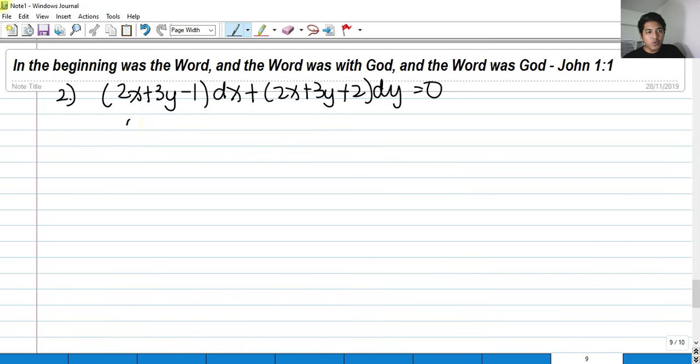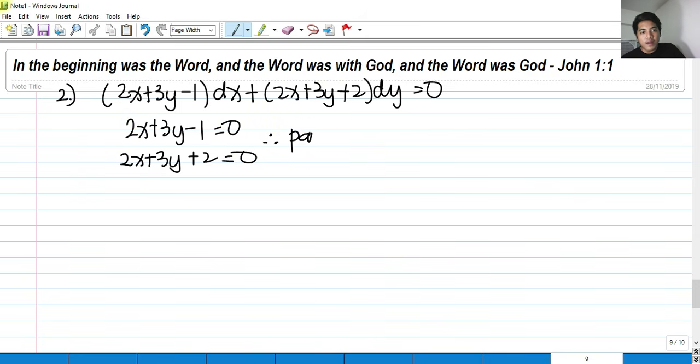are parallel. So 2x plus 3y minus 1 is equal to 0, and 2x plus 3y plus 2 is equal to 0. You notice that our a sub 1 and a sub 2 are equal, b sub 1 and b sub 2 are equal, whereas our c are not equal. We can conclude that if they are equal in a and b, therefore they are parallel lines and they will never intersect. So, again, we're going to use the second substitution that I gave you a while ago.